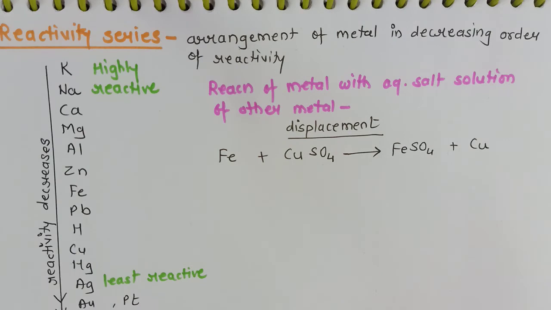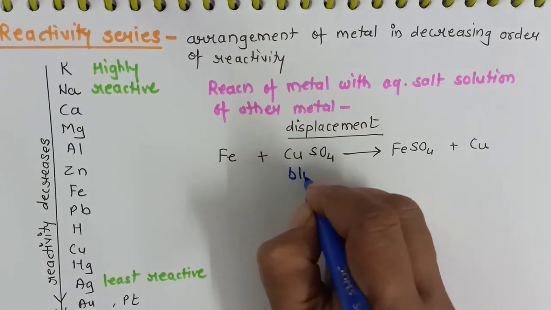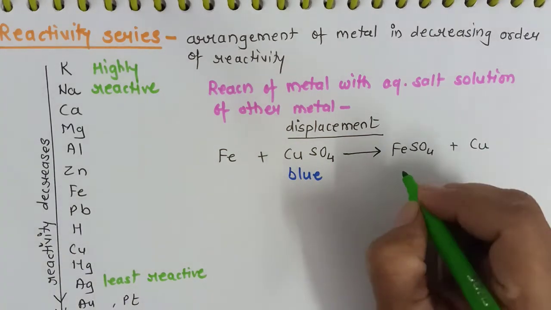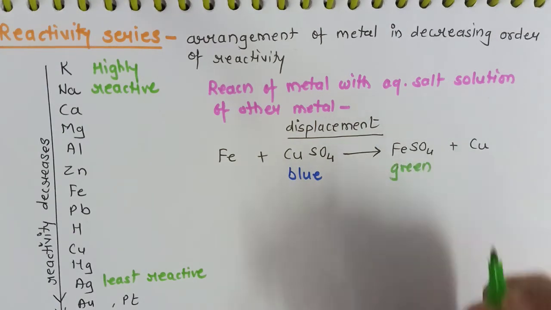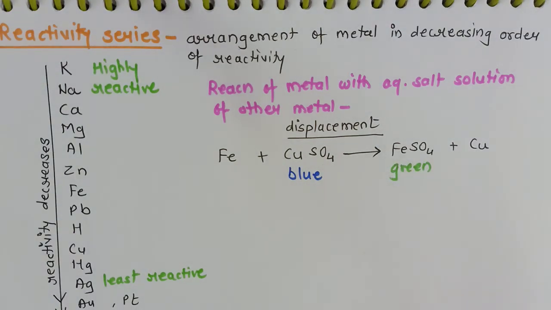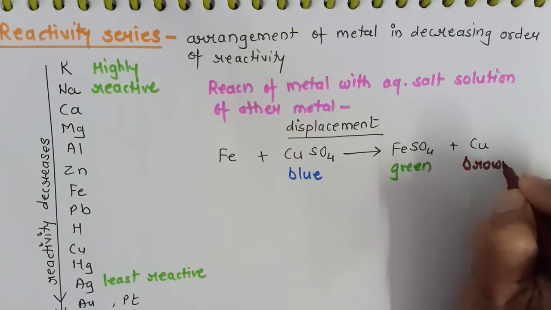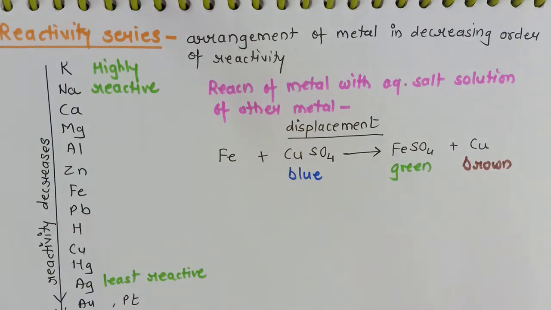Now we know that in chemistry colors are very important. Copper sulfate solution is blue in color. Now when copper gets displaced by iron, it forms FeSO4 which is green in color, and a substance which is settled at the bottom of the test tube, that is copper, and that is brown in color. So remember this color. Okay, let us have one more example.